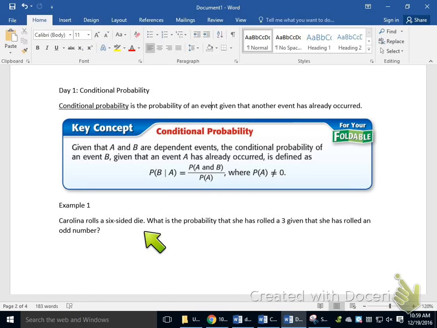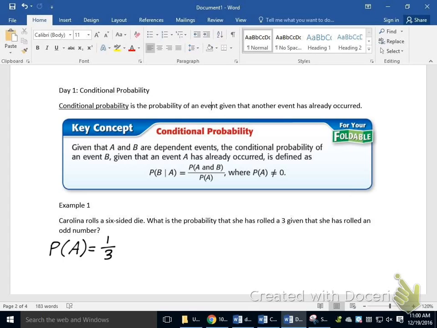Carolina rolls a 6-sided die. Alright, so everything is going to be divided by 6 here. What is the probability that she has rolled a 3, given that she has rolled an odd number? Just to make a couple notes real quick. The given event, which will be my A, is that it's an odd number, and that probability is 1/3. There's 3 odd numbers on a 6-sided die.